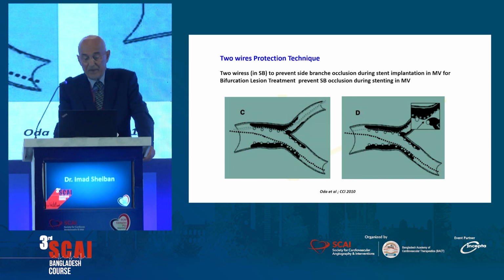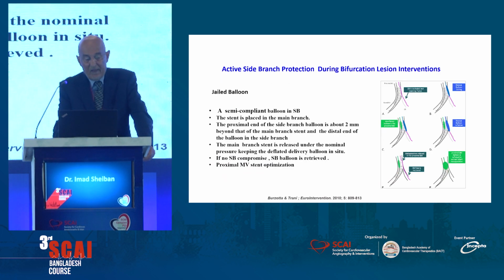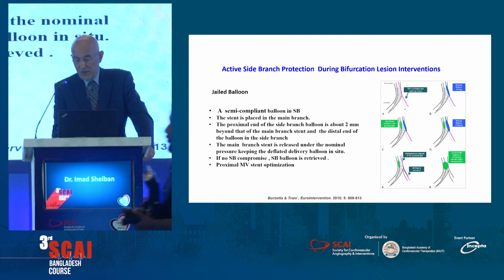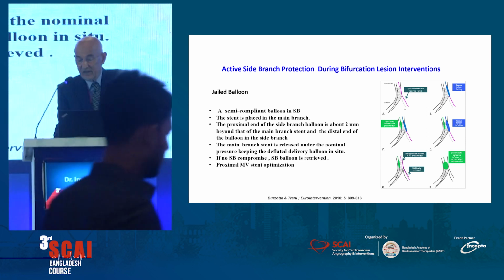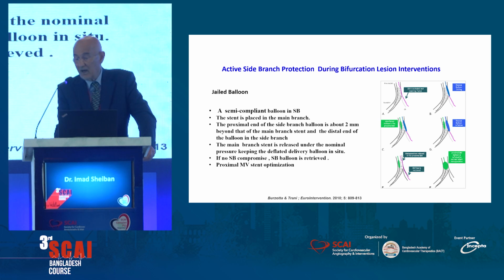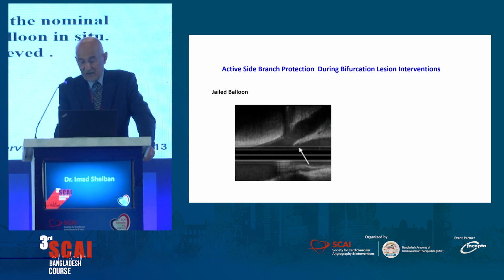And this has been reported in some cases, as well as with the 2 wires technique, that means putting 2 wires instead of 1, but this is again still associated with some complications like fracture in the side branch. Then the jailed balloon: a semi-compliant balloon is jailed by the stent during stenting. After stenting, the jailed balloon is inflated and retrieved, and then POT of the proximal main vessel stenting, and this will give the security to recover the side branch.